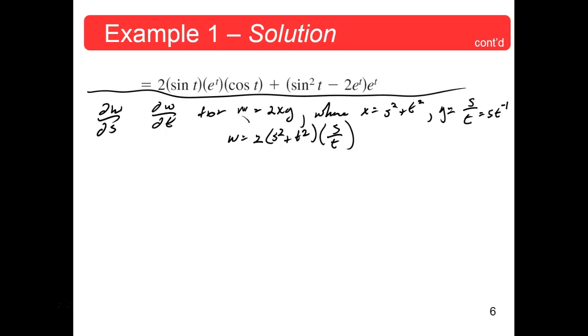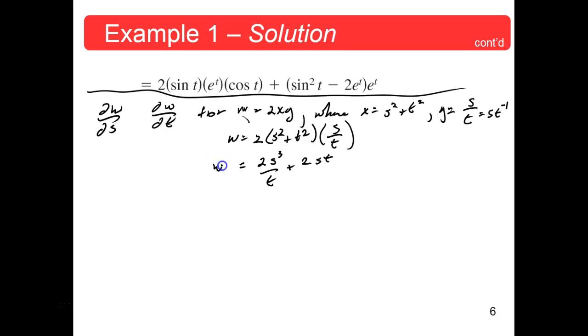This could be written as 2s cubed over t plus 2st. I believe that's right. Now, that's not an impossible thing to take the partials with respect to.